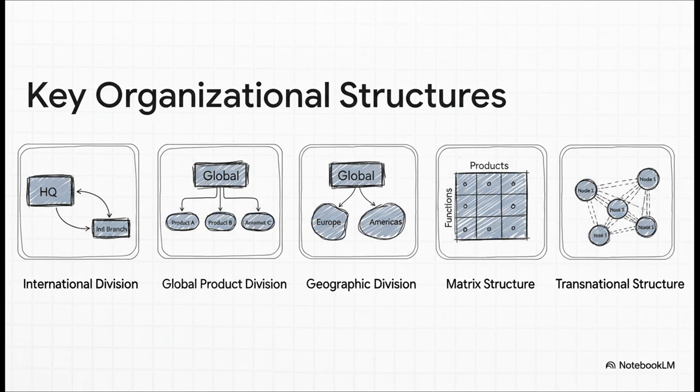An international division is usually the first step. A global product division, like what Sony does, is great when product consistency is key. A geographic division makes sense when local tastes are king. Then things get more complex with the matrix structure, like at Unilever, where you have to think about both product and geography. And finally, the most advanced is the transnational structure, which tries to get the best of both worlds, global efficiency and local responsiveness.